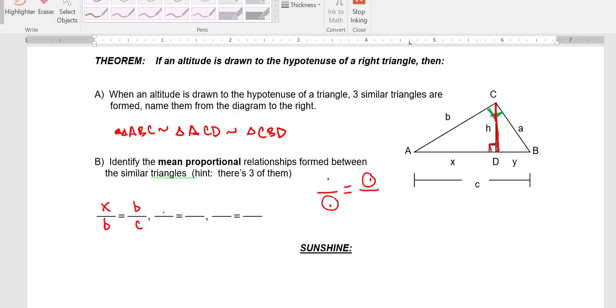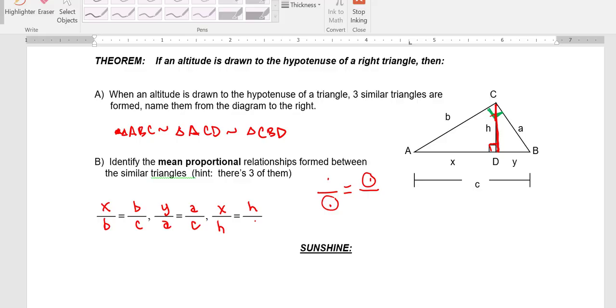Another one is going to be y over a is equal to a over c. And the last one is going to be x over h is equal to h over y.